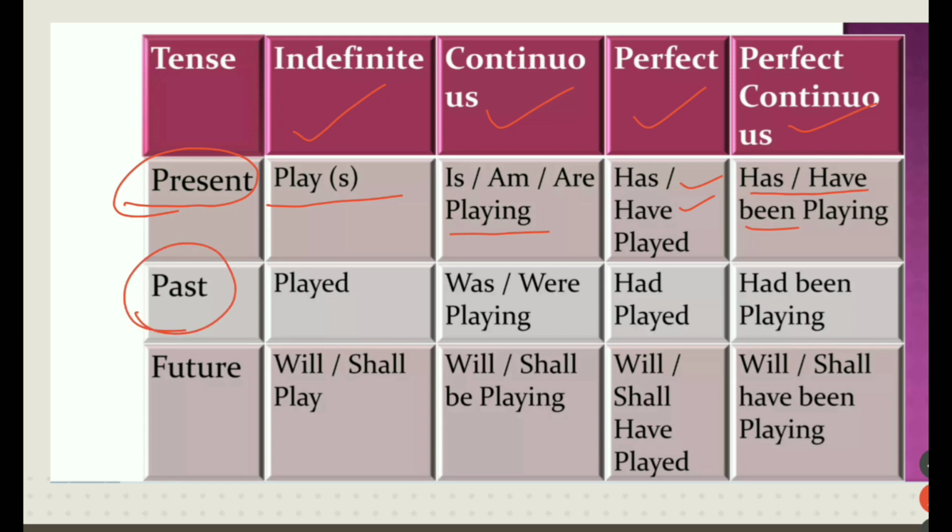In the past, we use the ed form in indefinite, was and were in continuous, had in perfect and had been in perfect continuous tense. In the future, we will use will and shall in the indefinite form, and will be and shall be in the continuous form, and in perfect form we will use will have, shall have. And in the perfect continuous form, we will use will have been, shall have been.